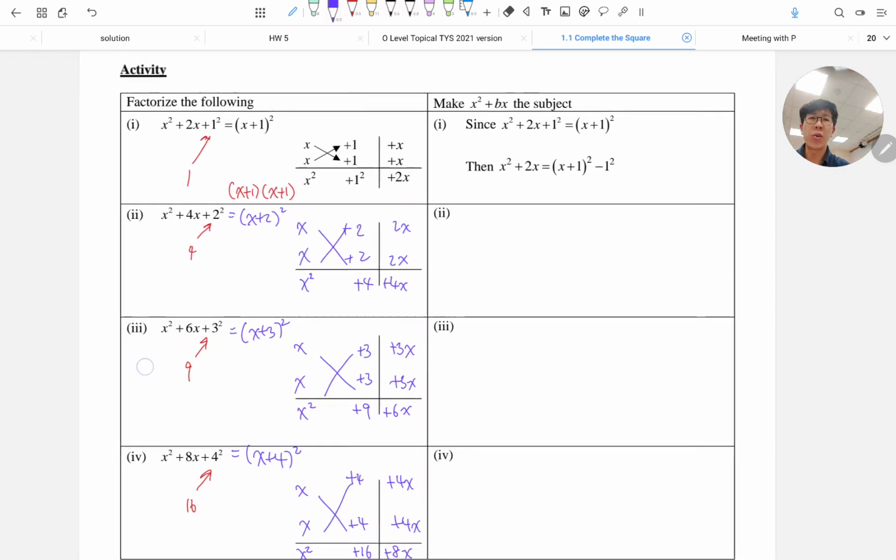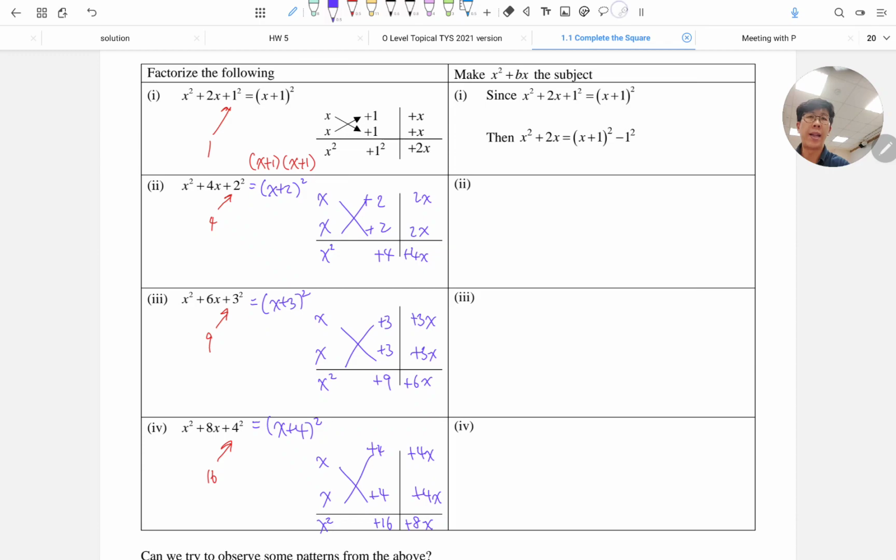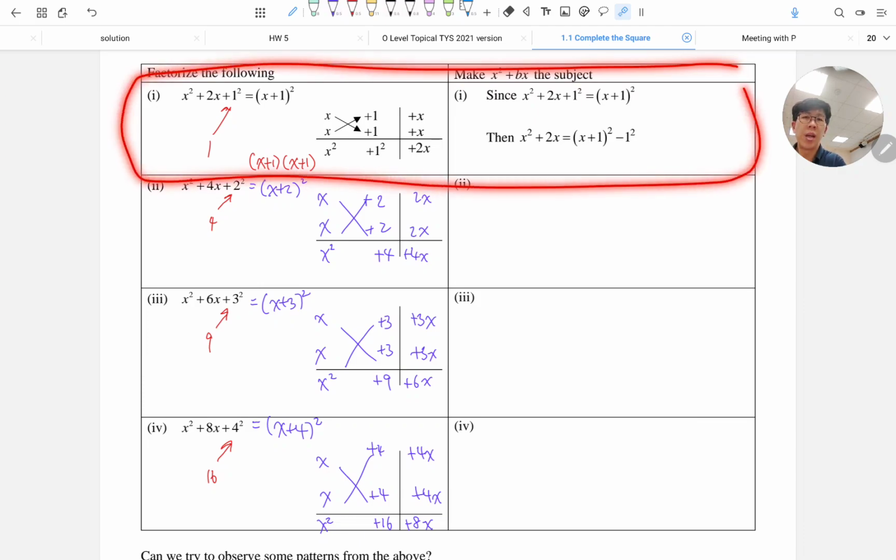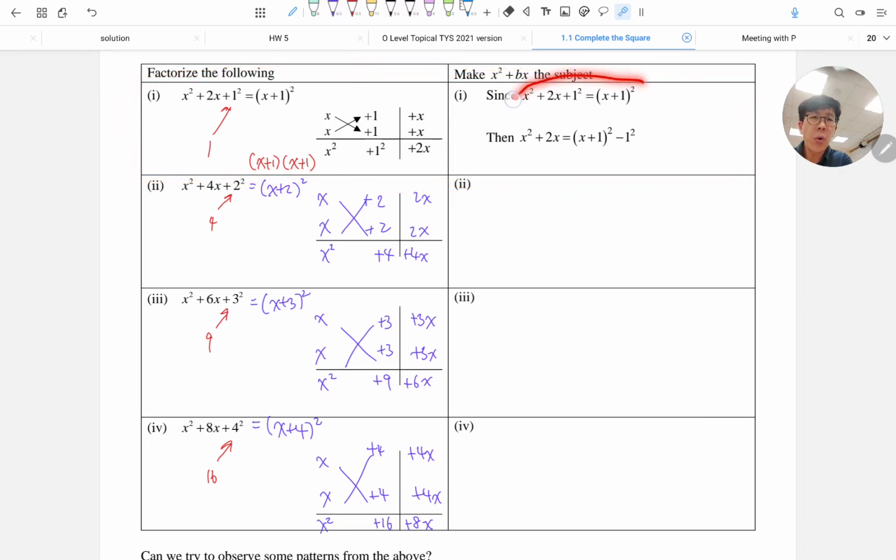Okay, let's move on to the second column, where it says make x squared plus bx a subject. Now, referring to our first example, we already know that the previous step gave us that we could rewrite x squared plus 2x plus 1 squared into the x plus 1 whole thing bracket squared. To make x squared plus bx a subject, now look at what I'm highlighting now. Let's make this part the subject.